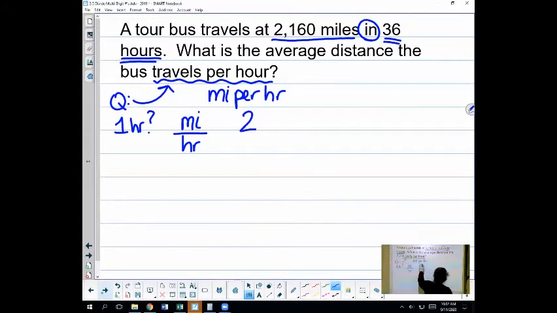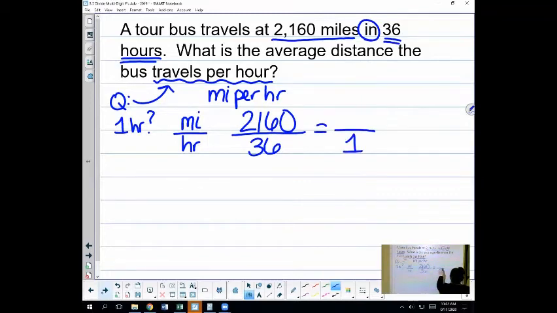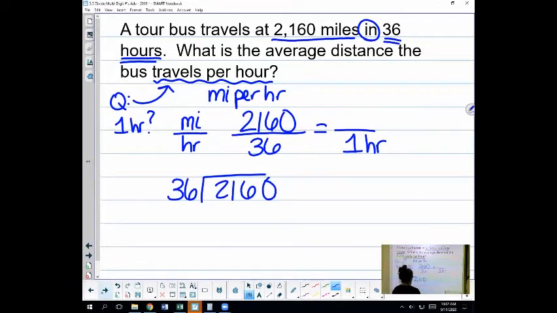So you're going to take 2,160 per 36 hours. That's how many miles in this many hours. But I want to know for 1 hour. So I want to figure out how fast the bus is going in 1 hour. So we're going to divide. So what goes in the house? That's your numerator. What goes on the outside? That's your denominator, or that would be your divisor. So we want to know what it is in 1 hour. That's why we're not multiplying.